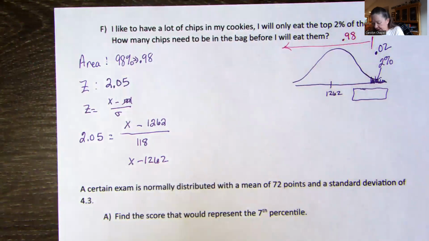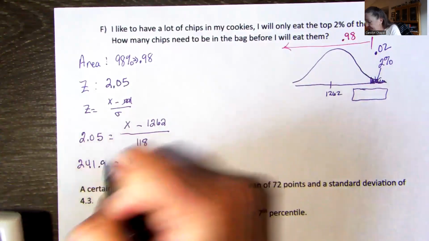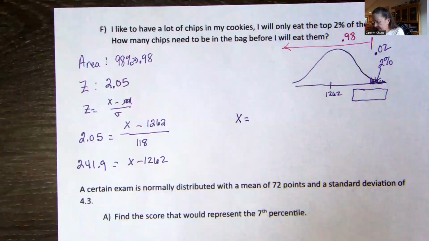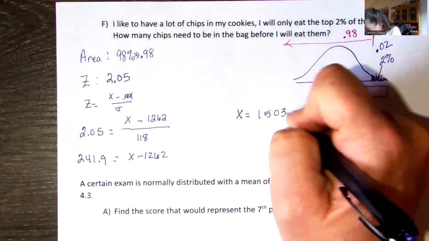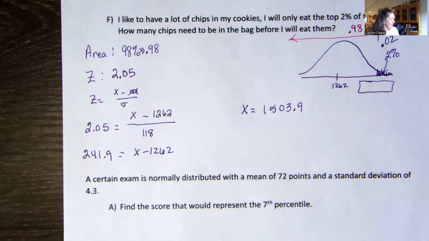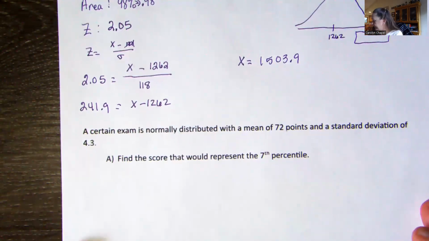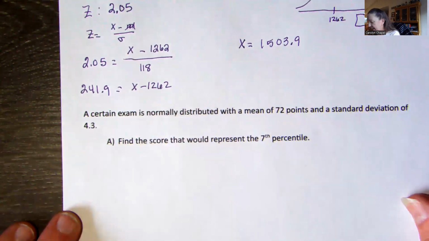I'm not going to write them all down again. So we're multiplying by 118. And I come up with 1241.9. I will then add my 1262. And I come up with 1503.9. So for me to eat the bag of chips, or bag of cookies, sorry, it has to have at least 1503 chips in there. 0.9, so probably 1504. If there's 1503, I'm going to be a little disappointed, but I'd probably still be okay.